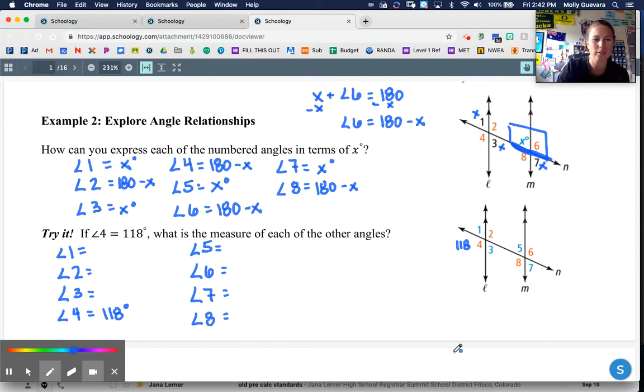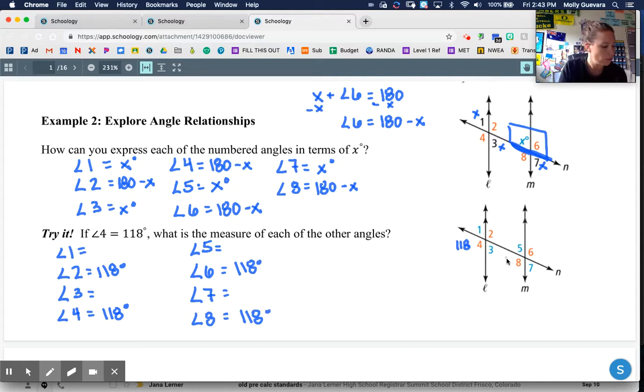There we go. So let's review these. Angle 4 is 118, so angle 2 is vertical from that, so that tells me that angle 2 is also 118. 4 and 8 are corresponding because they're in the same position. So 8 is also 118. And then 6 is vertical from 8. So 8 and 6 are also the same. So this is also 118.